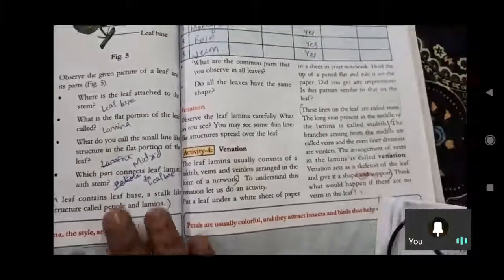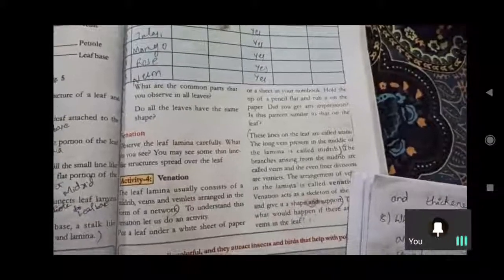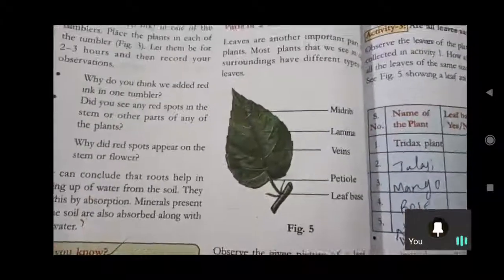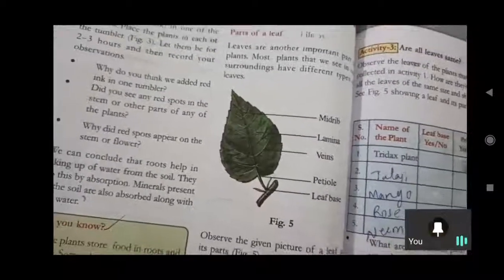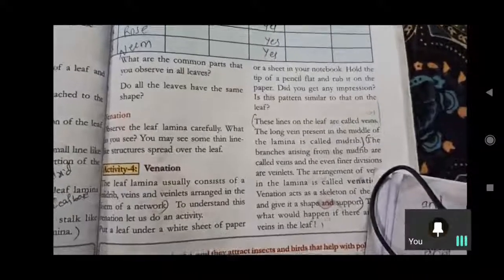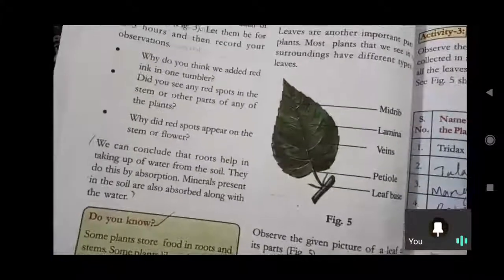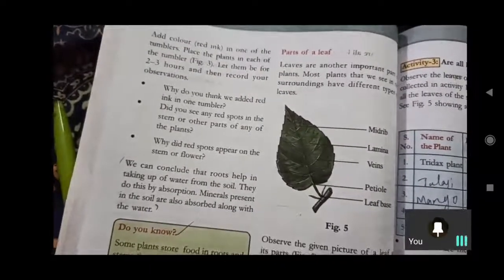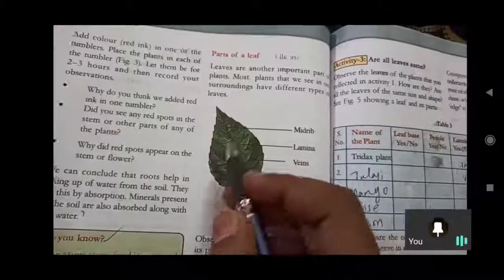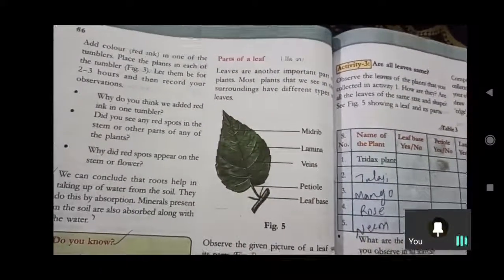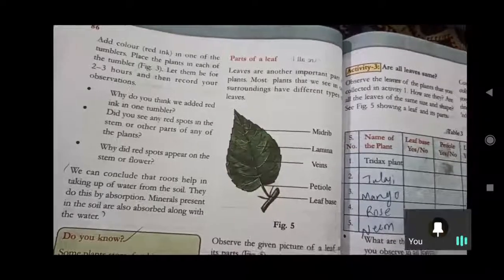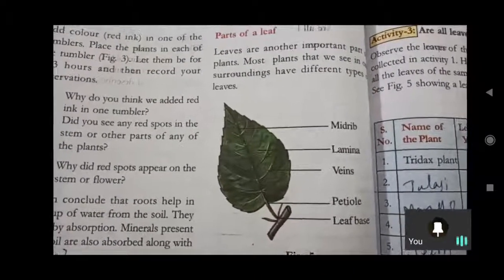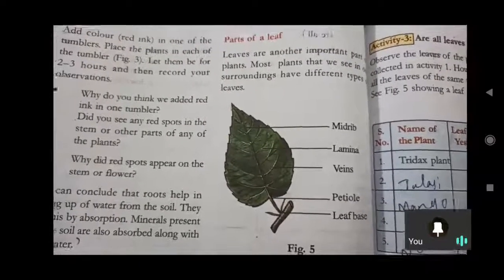Next, after venation, we have to understand the midrib. The middle thin line of the lamina, which is attached to the petiole, is called the midrib. And the branches arising from the midrib are veins. Okay, the arrangement of the veins on the lamina is called venation. The entire arrangement of veins present on the lamina is called venation.